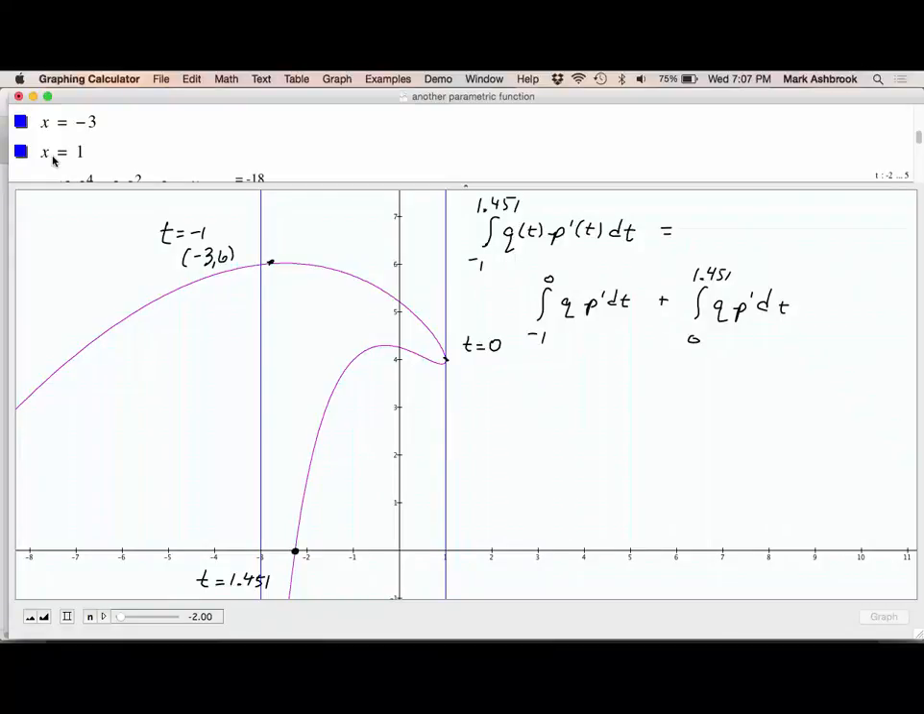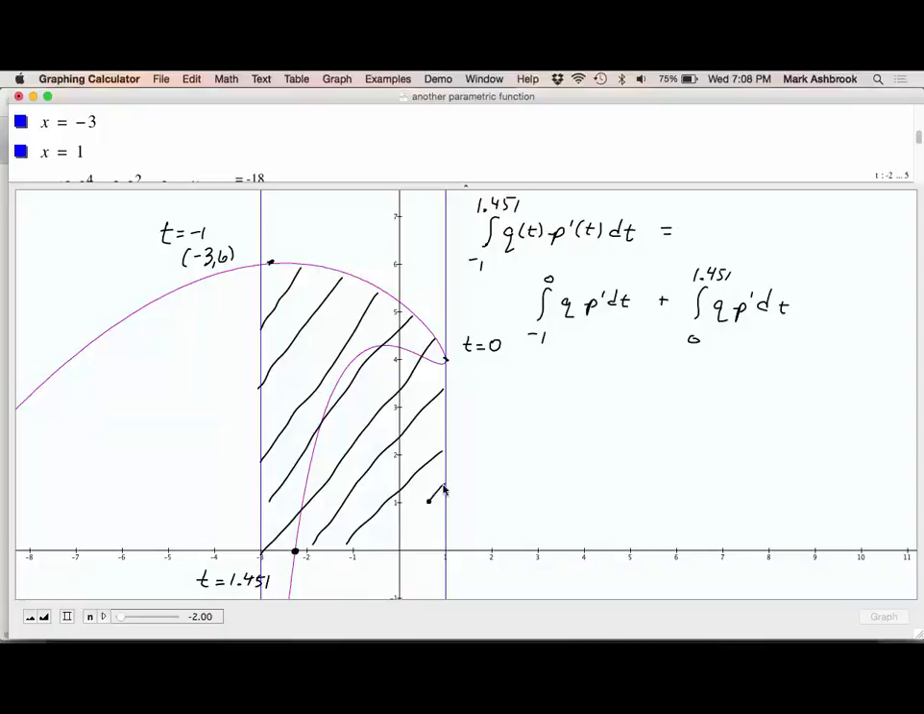Okay. So what area will this first integral find? Can you see what it will be? It'll be just this, the curve from here to here, all the sticks down to the x-axis. So I'll shade it. Ready? Okay? So that crosshatch is for this integral here. And now we're going to go from t equals 0 to 1.451, which is going to be this.